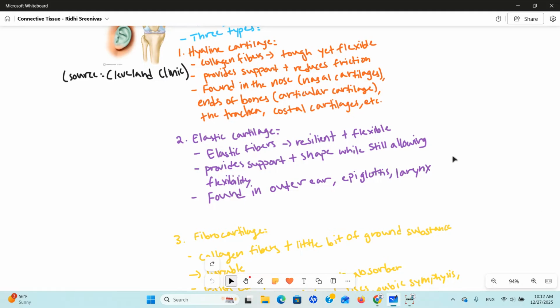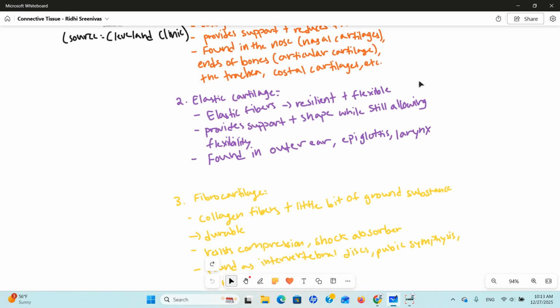First we have hyaline cartilage, which is the most common type of cartilage. It is composed of packed collagen fibers, making it tough yet flexible, and its functions are to provide support and reduce friction. Some places it is found are the nose, the ends of bones, where it's called articular cartilage, the trachea, and the costal cartilages that connect ribs to the breastbone, also known as the sternum, and more places.